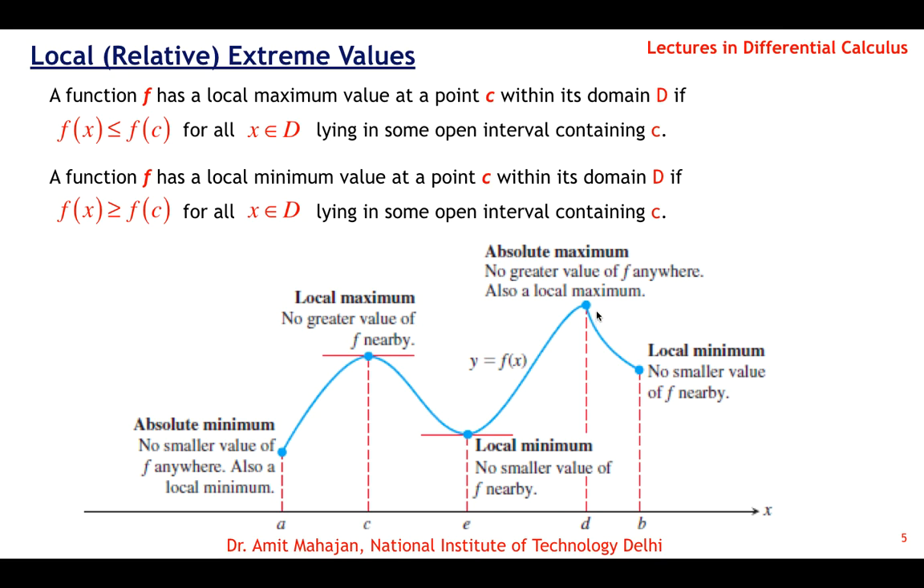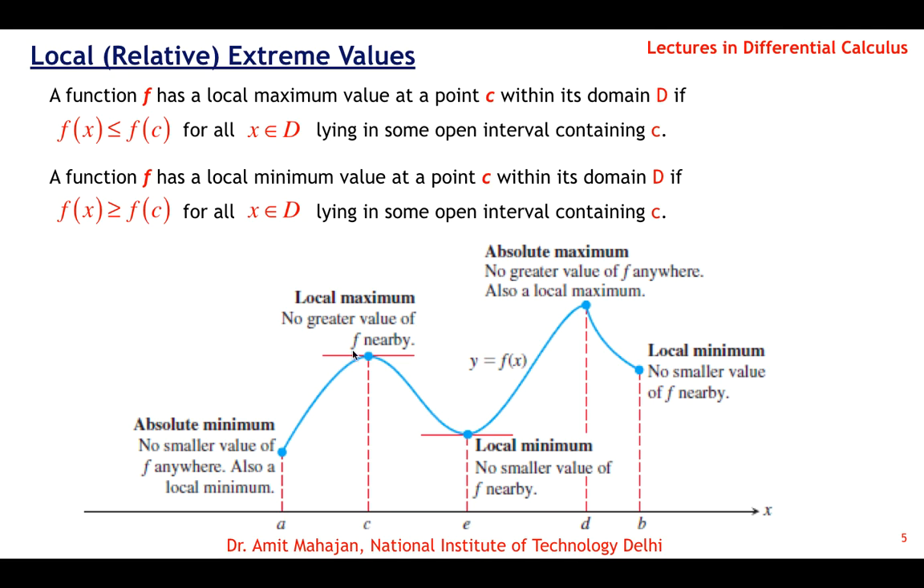Okay, similarly this is again a local maxima because it satisfies the same condition: the function value at this point is greater than the function values of all points in the small neighborhood, or in an open interval containing this D. So this is also an absolute maxima because if I treat all local maximums, then this value is the largest of all the local maximums. So basically absolute maxima is also a local maxima.